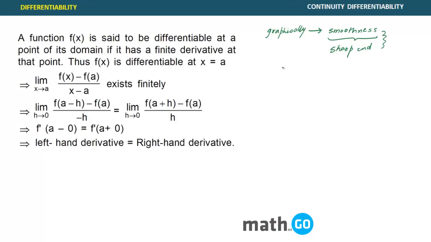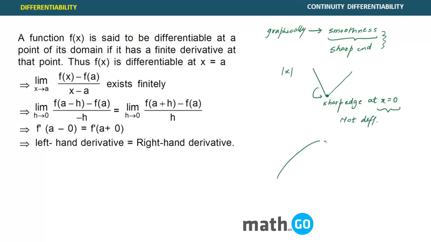differentiability. For example, if I say y equal to mod x, we know that mod x is of the form V. Can you see that at this particular point it takes a very sharp turn? A sharp edge is there at x equal to 0. So that means at x equal to 0 the graph is not differentiable. This is what I can say if I know any diagram.